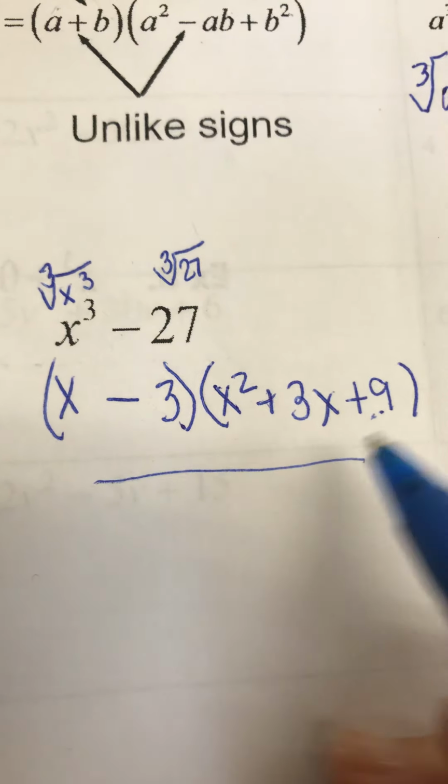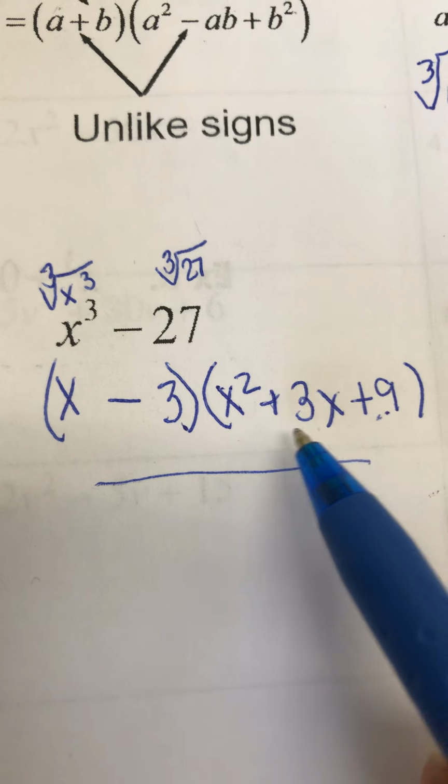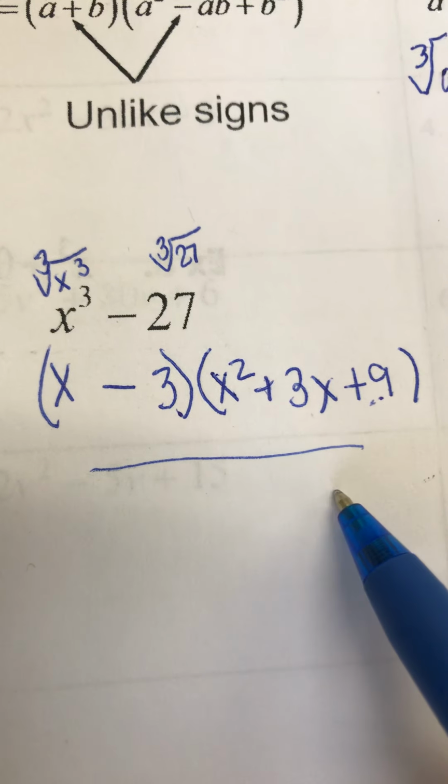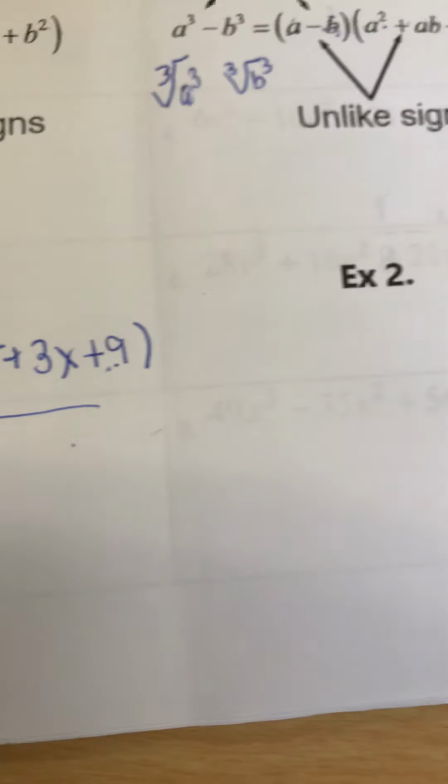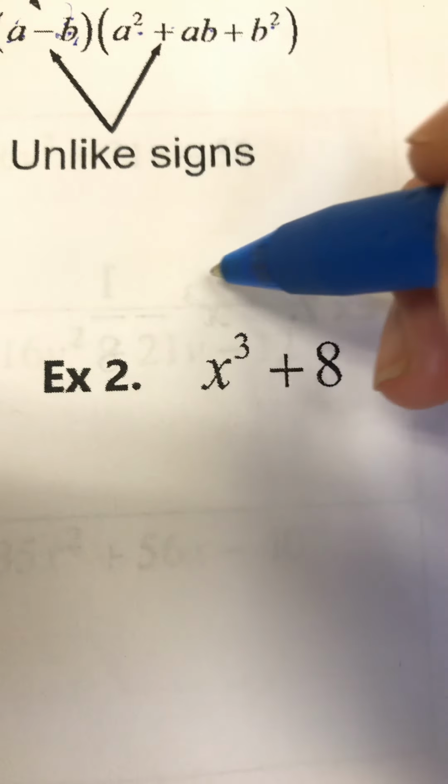That is your answer. If you do it properly, this will always be prime, this trinomial, so you're not going to go any further. That's the answer. Okay, so let's do the next one.